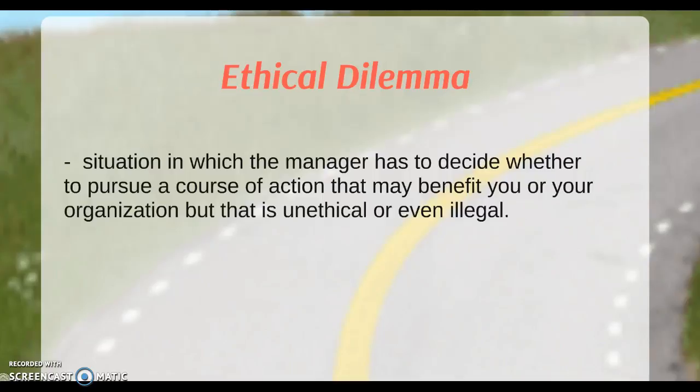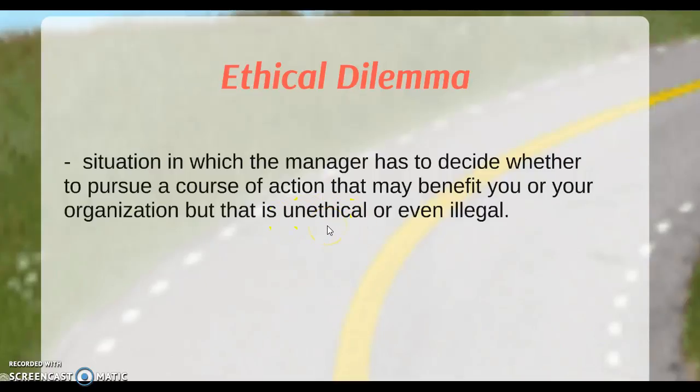And again, an ethical dilemma is a situation in which the manager has to decide whether to pursue a course of action that may benefit you or the organization, but that is unethical or even illegal. And I'd like to also put could be legal as well. We talked earlier that an unethical decision or unethical action doesn't necessarily have to mean that action is illegal. Okay, so be careful when you see unethical.